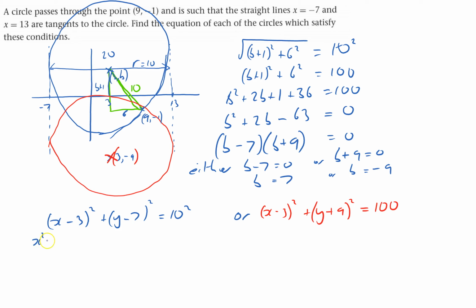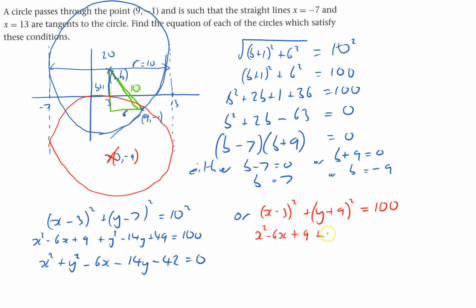Multiply these things out, that gives me x squared minus 6x plus 9 plus y squared minus 14y plus 49 equals 100. And so x squared plus y squared minus 6x minus 14y, and then we've got 9 and 49, and take away 100 is minus 42. That equals 0. Or for the red circle, we have x squared minus 6x plus 9 plus y squared plus 18y plus 81 equals 100. And so x squared plus y squared minus 6x plus 18y, and the 90 take away 100 is minus 10. That equals 0. So again, a picture is decidedly helpful to work out what's going on here. And that's done.